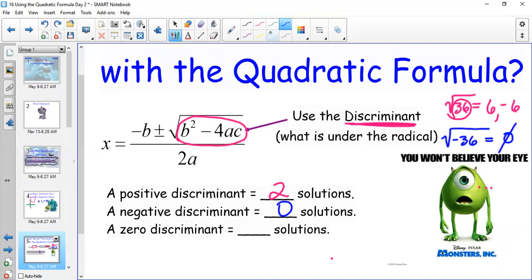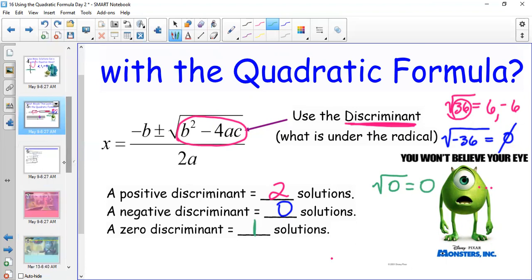And the last one, if I have the square root of 0, there's a 0 underneath that. If I square rooted that, I would only get one answer. I don't have a positive and a negative 0, so there is only one solution. So depending on what is underneath that square root, it's going to tell us how many answers there are. Okay, so let's look at some of these.